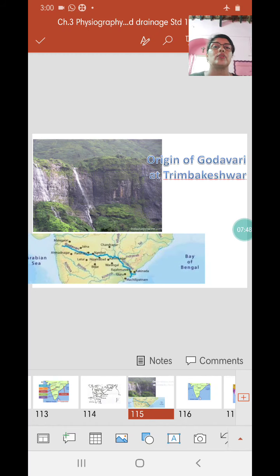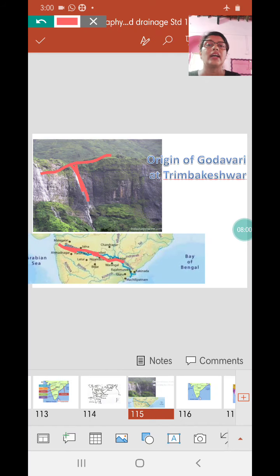So I have given you a picture here of the Western Ghats, and you can see the origin of Godavari here. Starting in Maharashtra, then flowing through Chhattisgarh, entering into Telangana and ultimately into Andhra Pradesh, and develops deltas here and empties its water in the Bay of Bengal. So that's river Godavari.